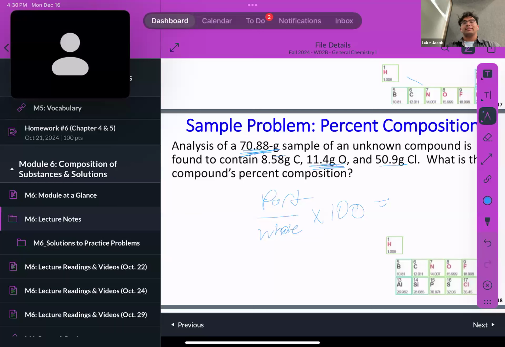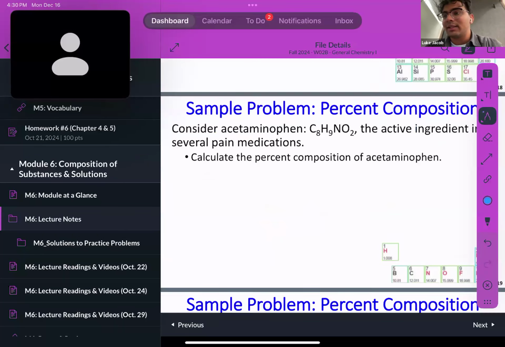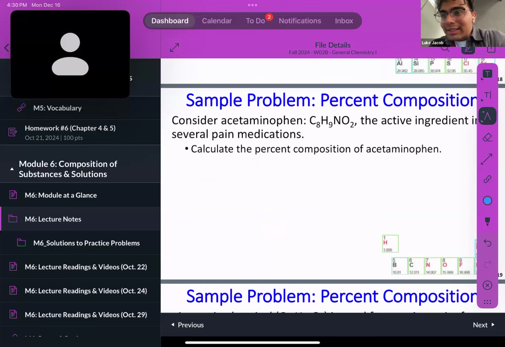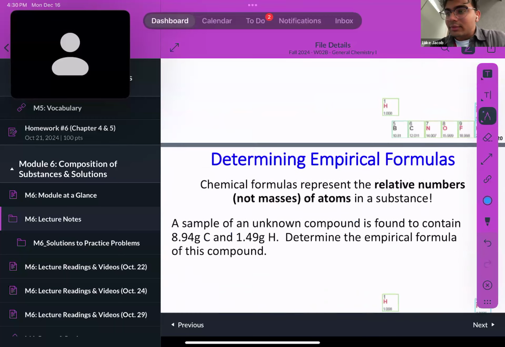It seems a little complicated when you first learn it, but as you get to it, you realize, oh, part over whole. That's essentially what I learned. It's fractions, right? So it's nice. And so does anyone want to go over percent composition or anything?